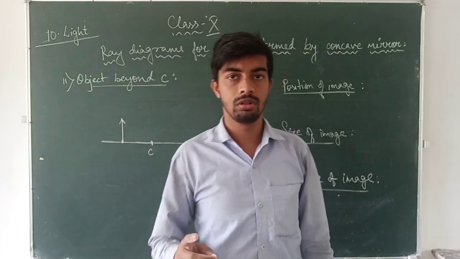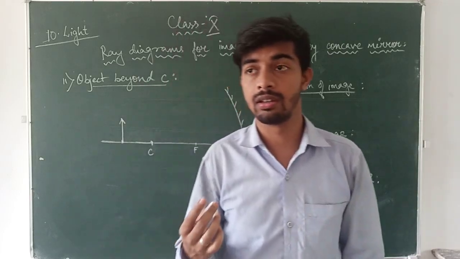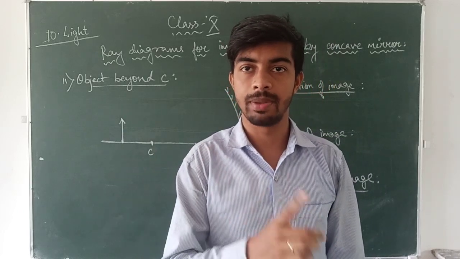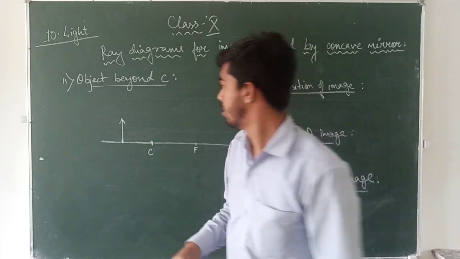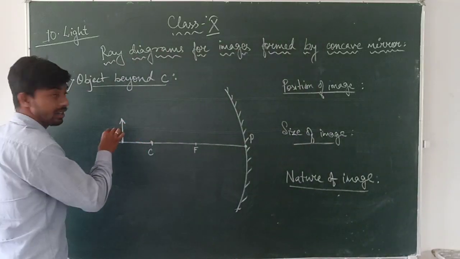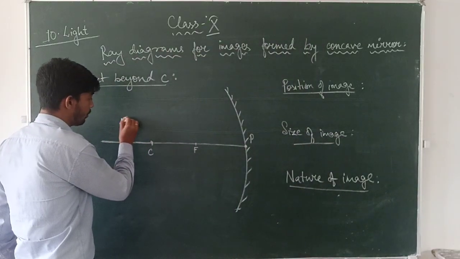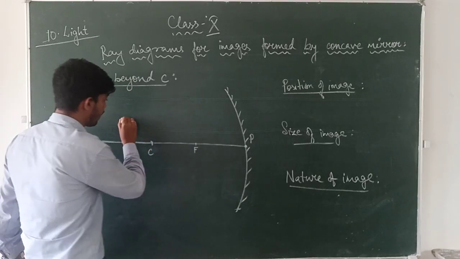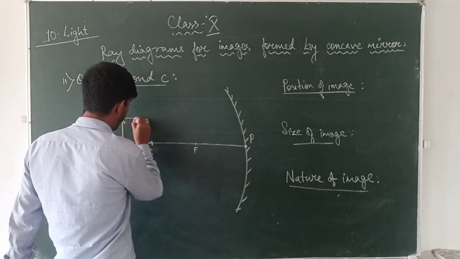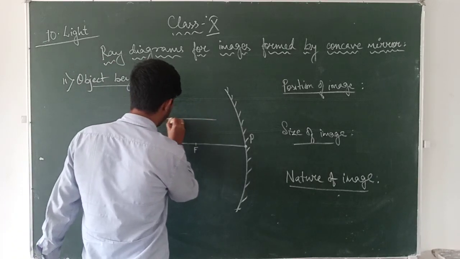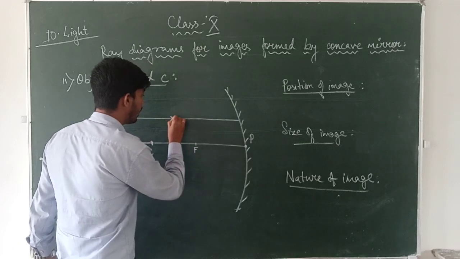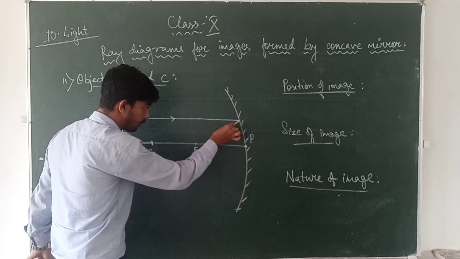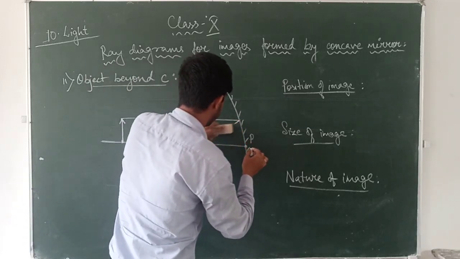So as per the rule, as we have four rules of making ray diagrams, number one, light coming parallel to the principal axis reflects through the focus. So first of all, we will take the rays from the tip of the object. All the rays will be from the tip of the object downwards. The ray will come parallel to the principal axis, will hit the mirror and will reflect to the focus.